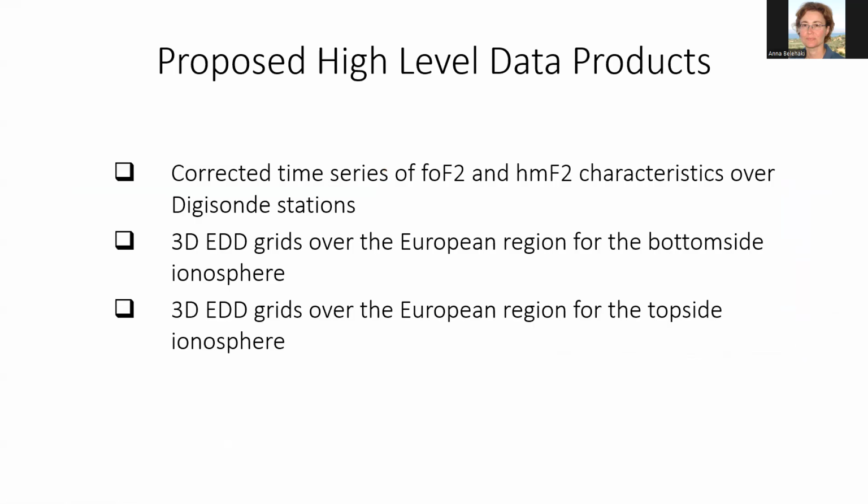So the proposed high-level data products from this SDA1 can be corrected time series for foF2 and hmF2 characteristics over Digisonde stations. We can also provide 3D electron density distribution grids over the European region for the bottom side ionosphere, and the same grids for the European region for the top side ionosphere.